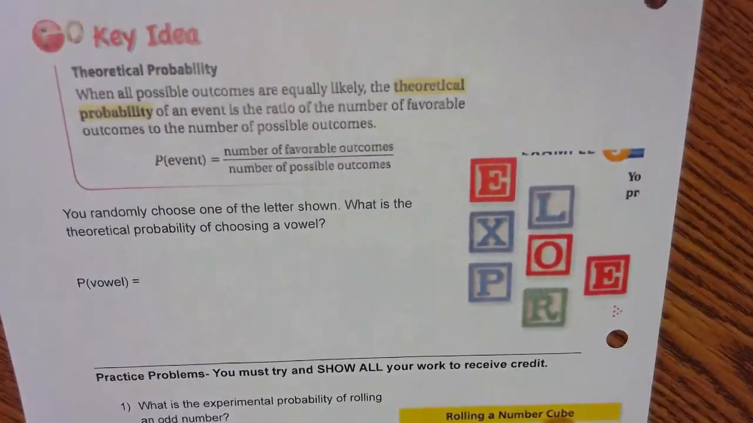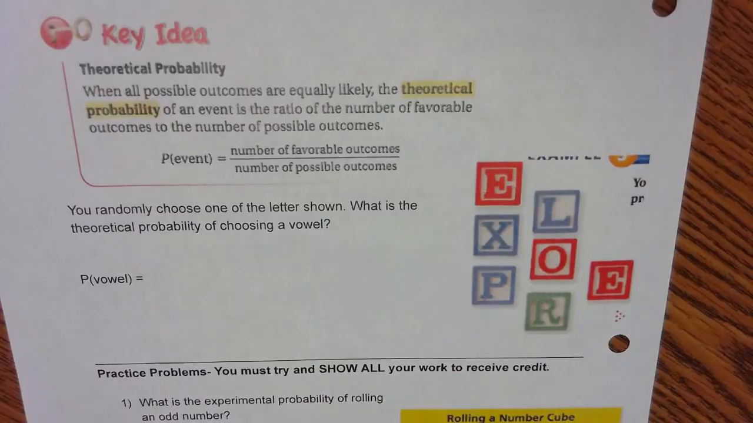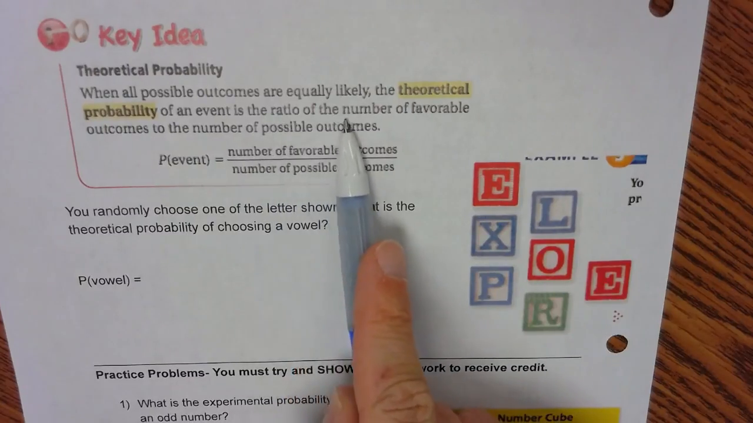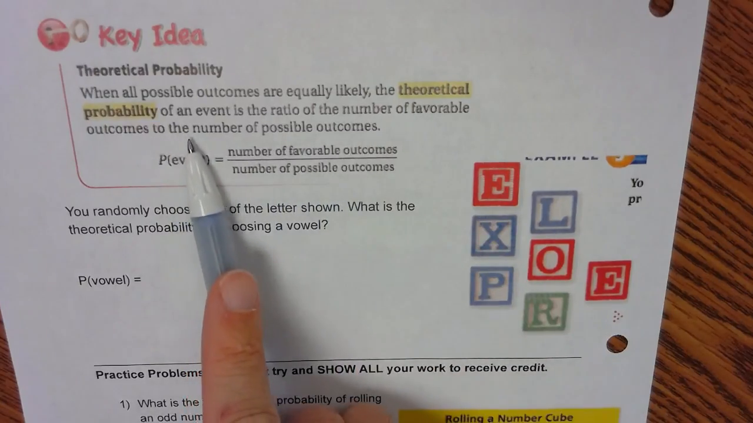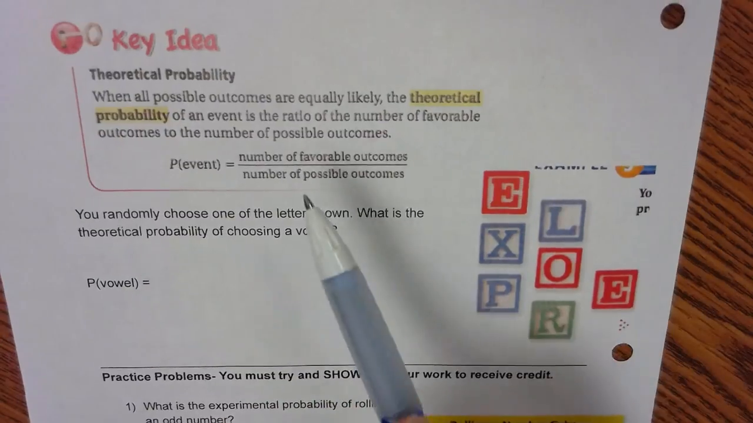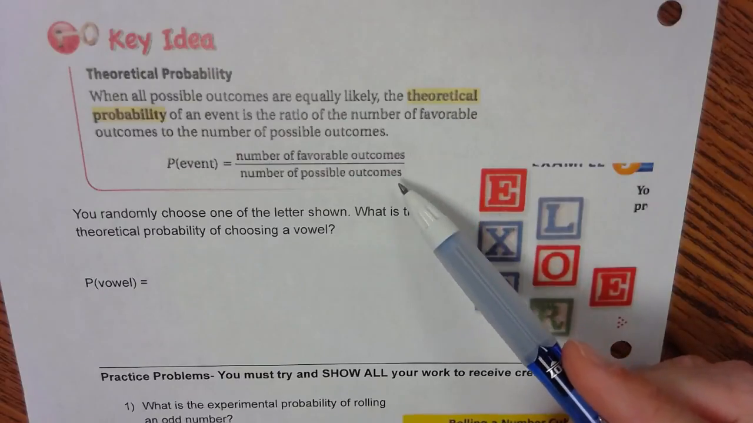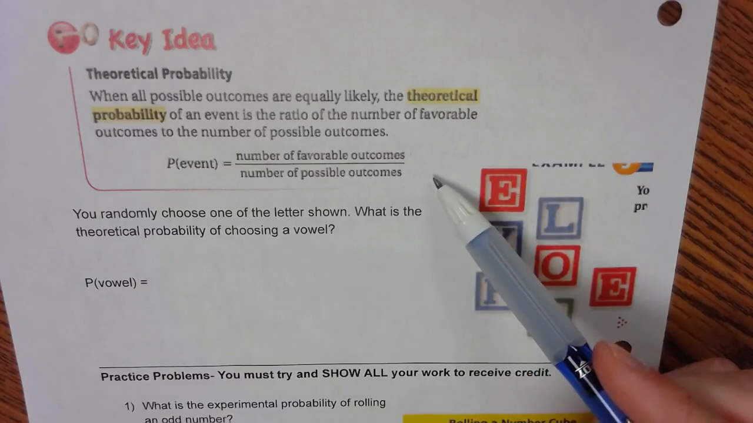Our second part of the lesson is theoretical probability. When all possible outcomes are equally likely, the theoretical probability of an event is the ratio of the number of favorable outcomes to the number of possible outcomes. This is very similar to probability in 10.2. So here's our fraction: numerator, favorable outcomes; denominator, possible outcomes.